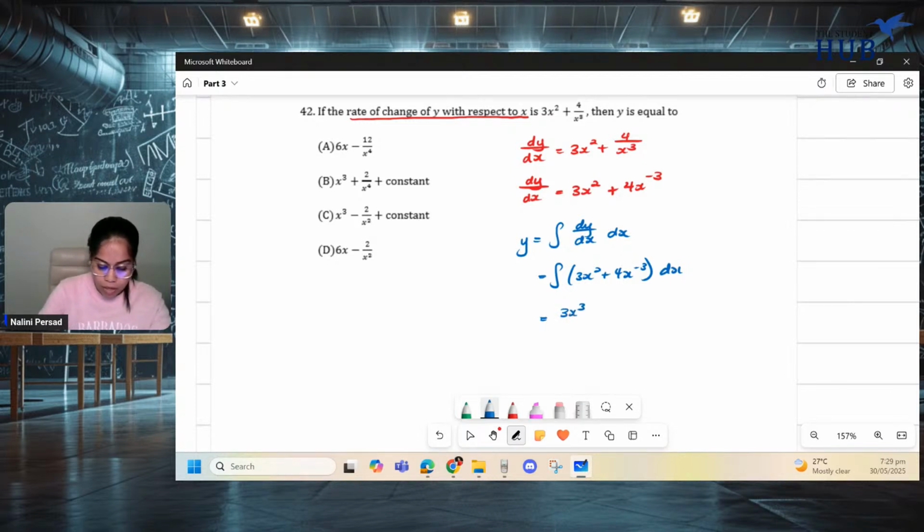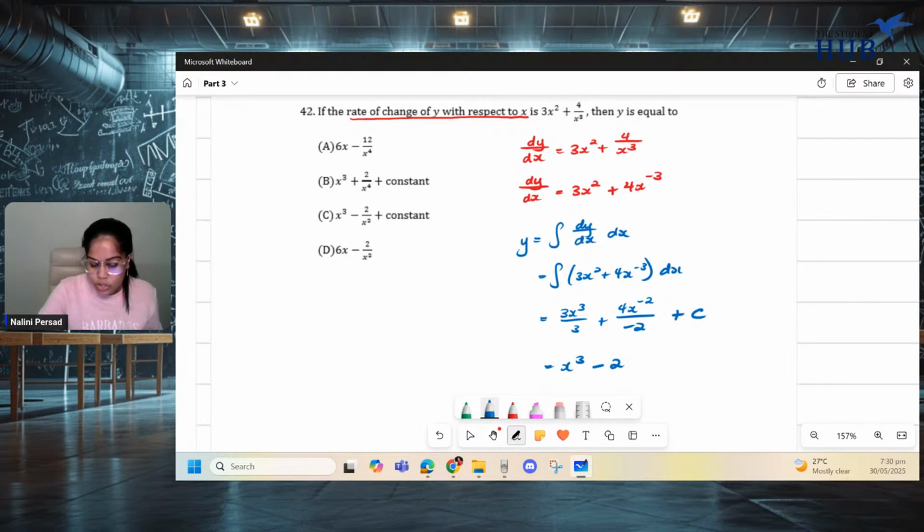You add 1 to the power, divide by the new power. If I add 1 to -3, please don't write -4, please write -2. -3 add 1 is -2. Divide by the new power, -2, plus your arbitrary constant, c. So you get x cubed, a negative and a positive make a negative. 4 divided by 2 is 2.